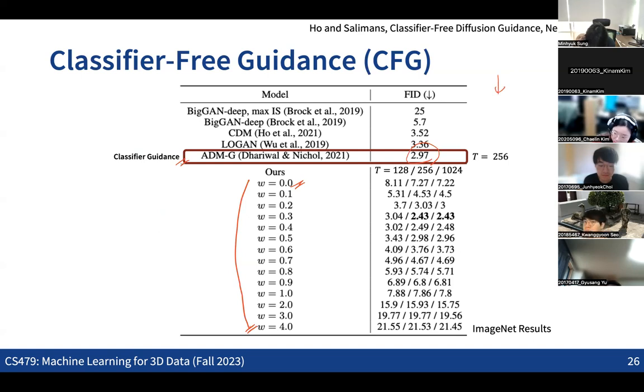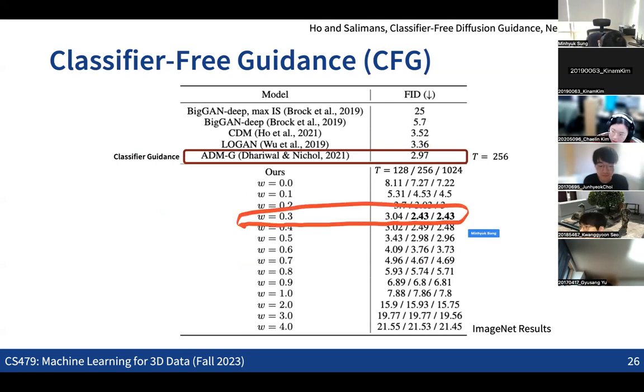So as you can see, as we vary this W, the weight, we are seeing all different results. And you can typically see the best results at this point. In this case, when you give some strength to the conditional noise, we are even getting better results than the classifier guidance. While when you have different weights here, sometimes the quality gets really worse. So those are also things to note.